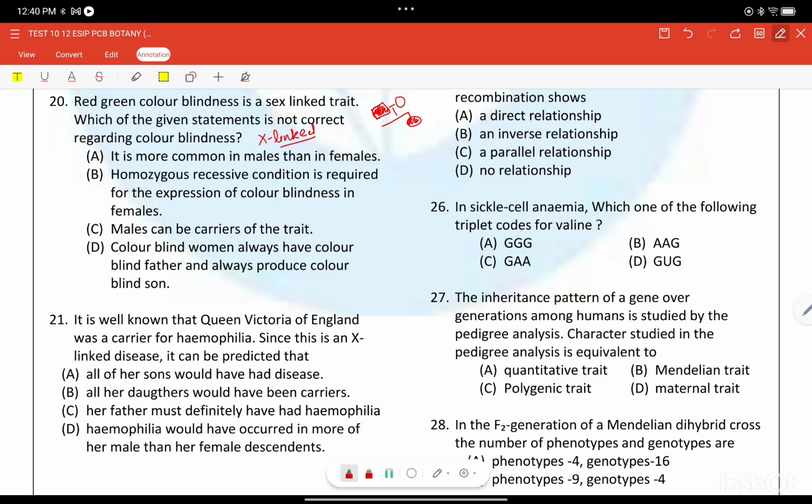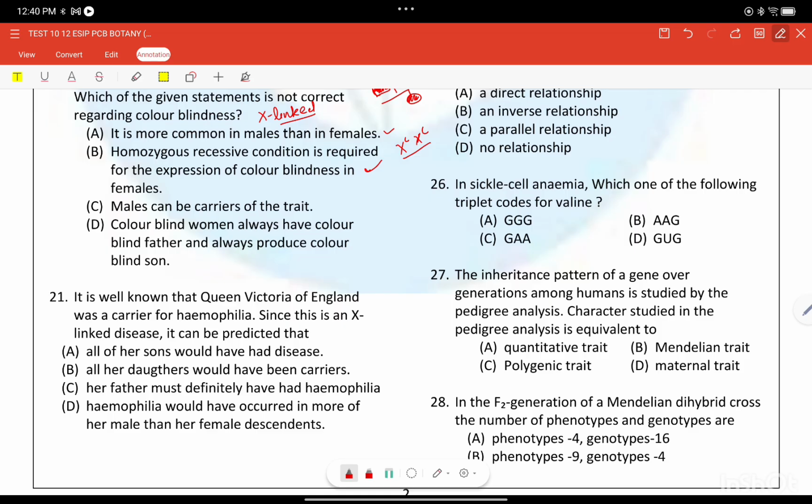It is more common in male than in female. This statement is absolutely correct about color blindness. Homozygous recessive condition is required for the expression of color blindness in female, XCXC. This condition is required for color blindness in female. So that is also correct.